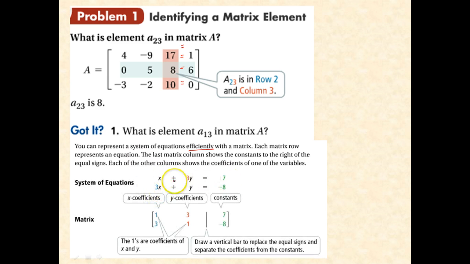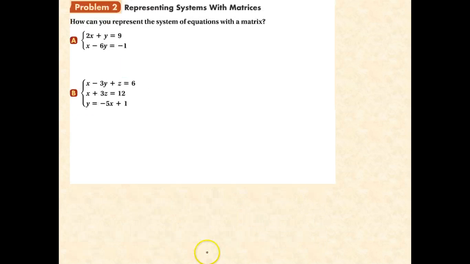So if you have this system of equations, x plus 3y equals 7, 3x plus y equals negative 8, it would be this matrix. The coefficients are 1, 3, 7, and 3, 1, negative 8. And then we can draw a vertical bar here to just remind us that that's where the equal sign would be.